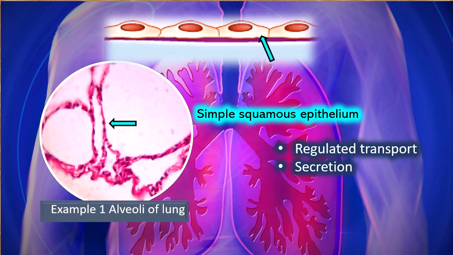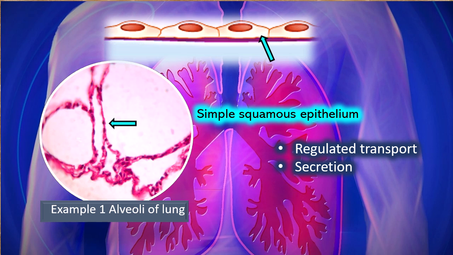Now, this one is the beginning slide. This is a slide of simple squamous epithelium, one layer of cells, just a sheet of cells, flat. That's why it's called squamous, resting on a basement membrane. The best example will be the alveoli of the lung. The alveolar cells are resting on a basement membrane.